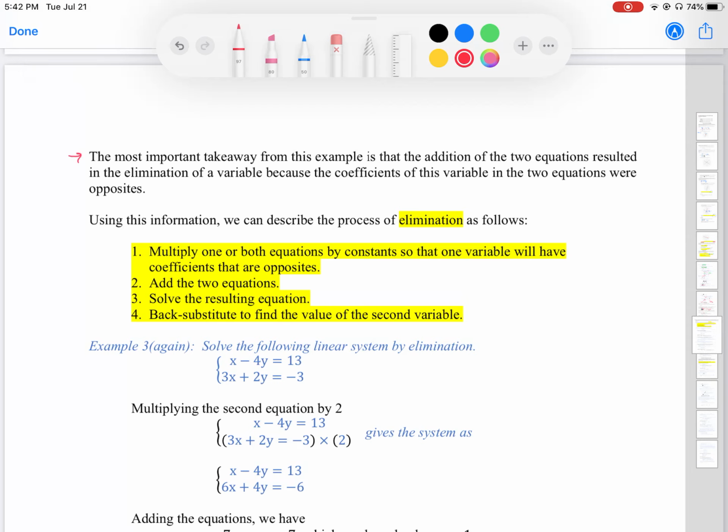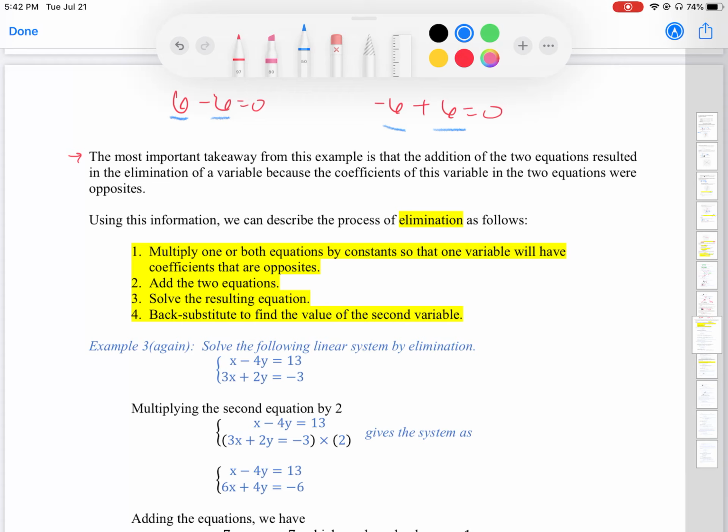The most important takeaway from this example is the addition of two equations resulting in elimination of a variable because the coefficients of this variable in the two equations are opposites, meaning like 6 minus 6 gives us 0, such as negative 6 plus 6 gives us 0. We see that these numbers are opposites, right? They're the same number, but one is positive and one is negative. So you want to add two numbers that are the same but different sign.